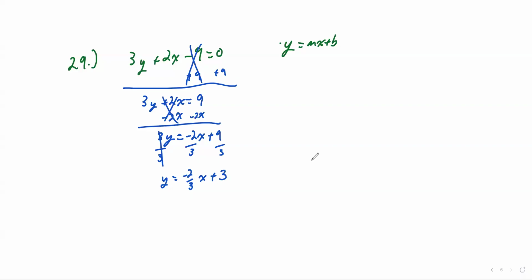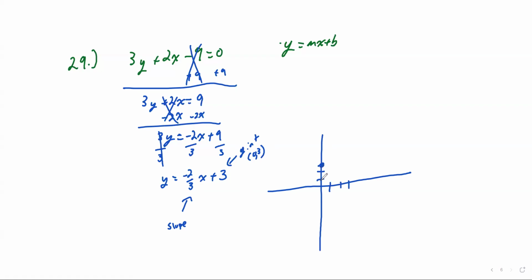And once it's in slope-intercept form, I'm able to graph this a lot easier. I would start at my y-intercept, which is (0, 3). That's 1, 2, 3. And then this is my slope, so that's my rise over run. I'm going to fall 2, so 1, 2, and then right 3, 1, 2, 3. So again, if it's negative, I fall, and then I'm always going to go to the right. Just takes 2 points to make a line. So there you go.